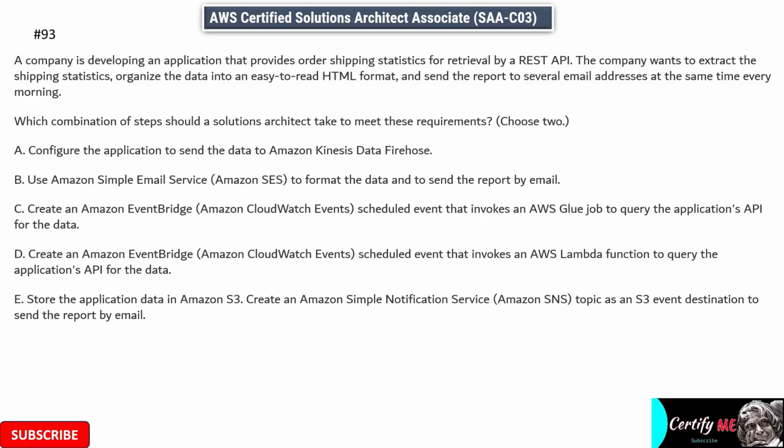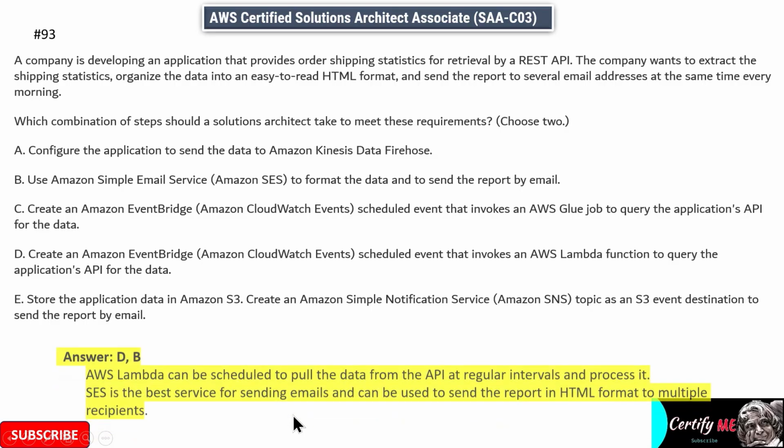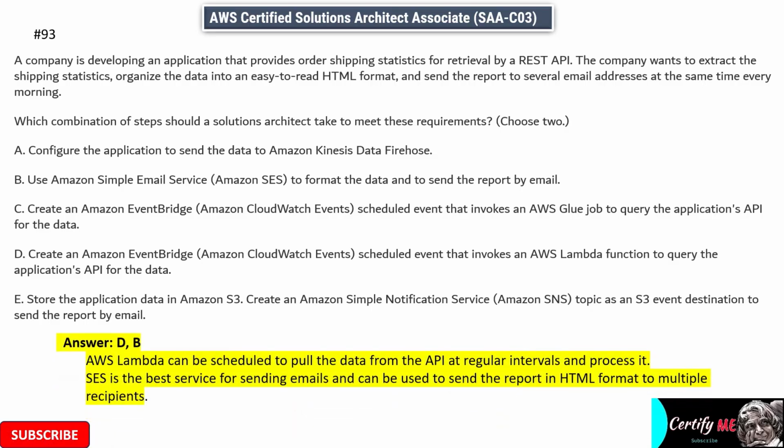The correct options are option D and option B. AWS Lambda can be scheduled to pull the data from the API at regular intervals and process it. SES is the best service for sending emails and can be used to send the report in HTML format to multiple recipients.